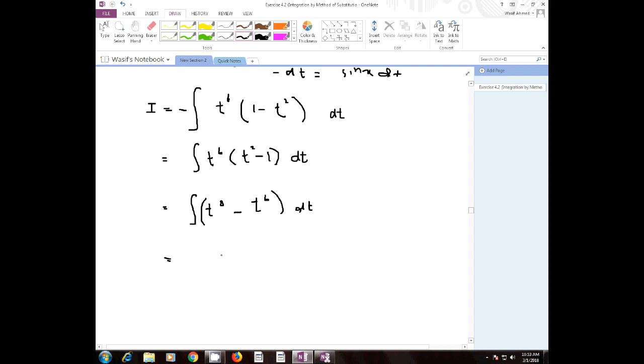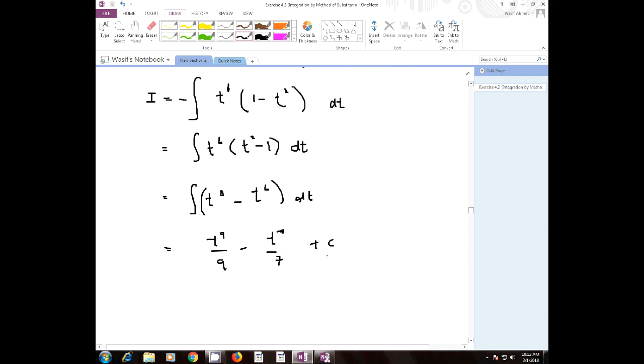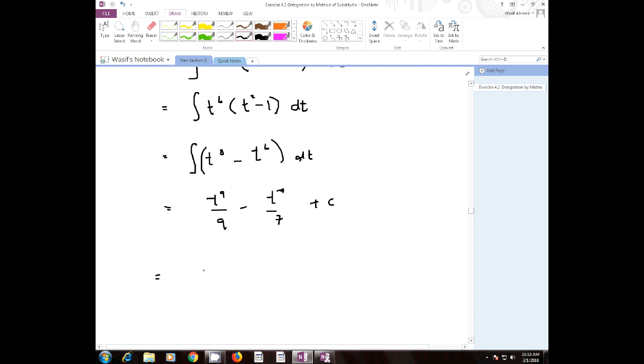Apply the power rule of the integrals. You get t raised to the power 9 divided by 9 minus t raised to the power 7 divided by 7 plus a constant of integration. Write the value of t, that was equal to cos x. So cos x raised to the power 9, that is cos 9x divided by 9. Similarly, cos 7x divided by 7 plus a constant of integration. So this is the answer.